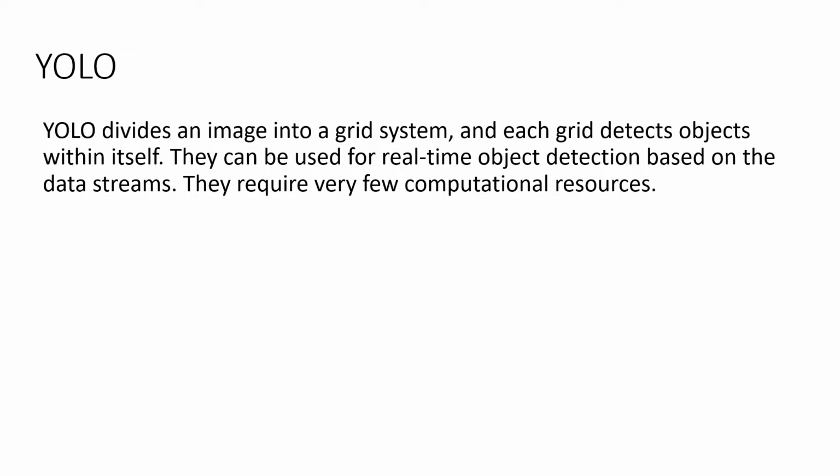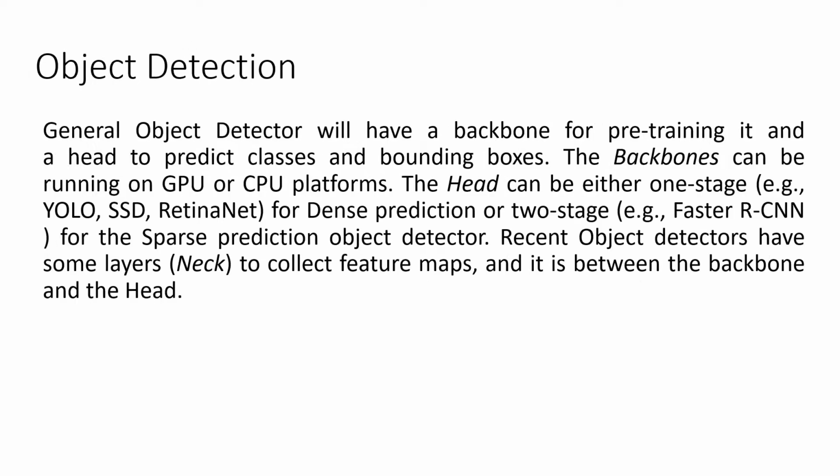They can be used for real-time object detection based on data streams. Using a live video stream, we can detect objects in a live video stream. They require very few computational resources. This is just a description of the process of object detection. A general object detector will have a backbone for pre-training and a head to predict the classes and bounding boxes. The backbone can be running on a GPU or a CPU platform.